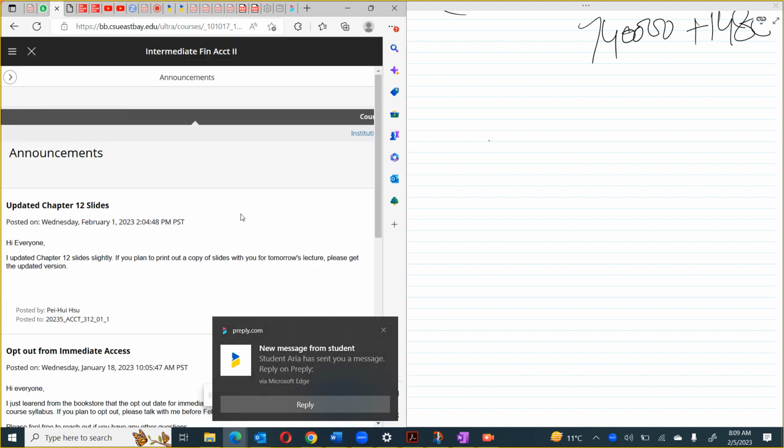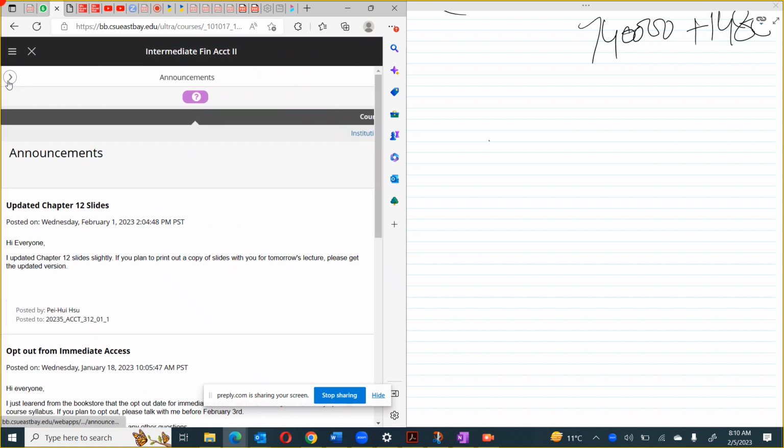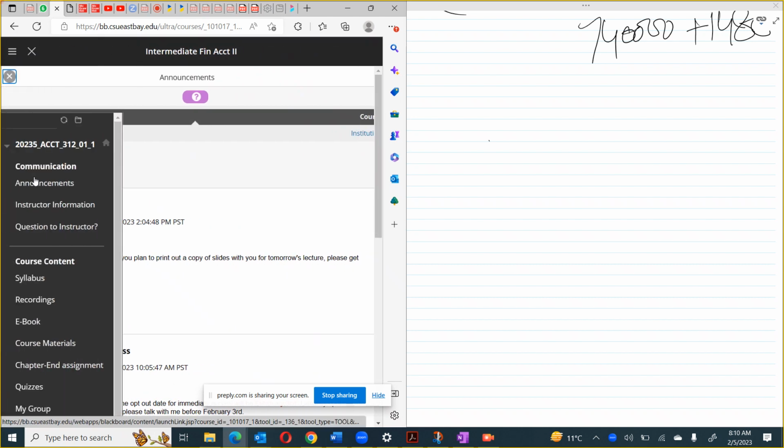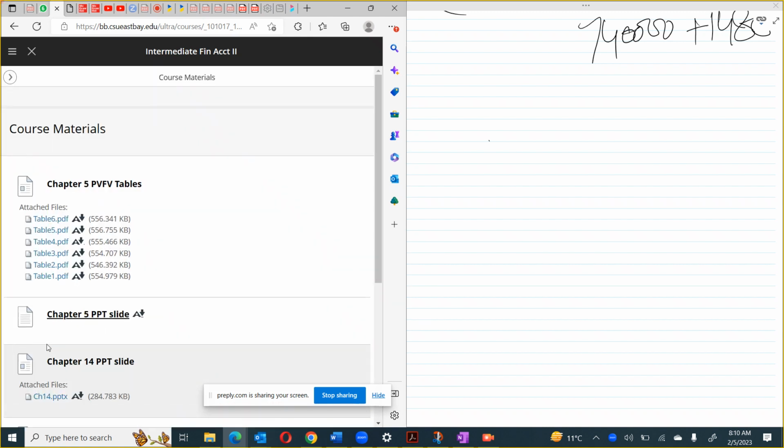Now go to Course Materials on the left. No, no, no. Click that arrow, the arrow under the three lines. Go down and go to Course Materials. Can you see the tables? Six tables here. Yeah, these are the tables.